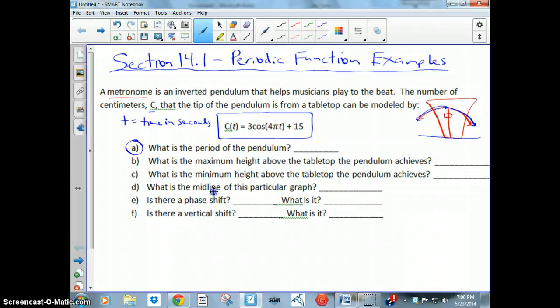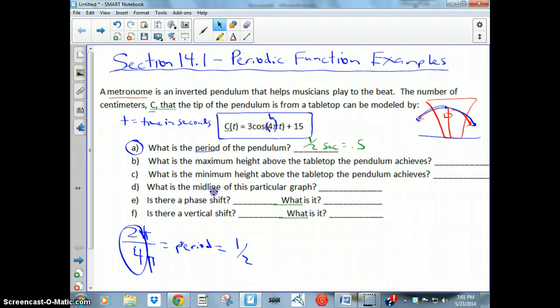Letter A. What is the period of the pendulum? Well, if you recall the formula, 2 pi over the absolute value of B is equal to the period. The B value is what's next to the T. So the B value is 4 pi. If I put 4 pi into this equation down here, the pi's cancel and 2/4 reduces to 1/2. Therefore, the period of this pendulum is 1/2 second, or 0.5.